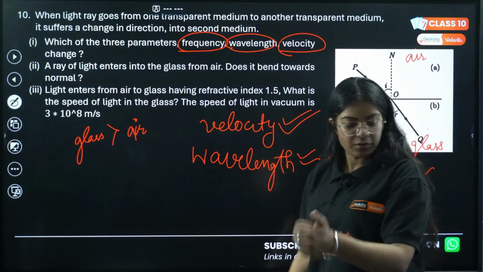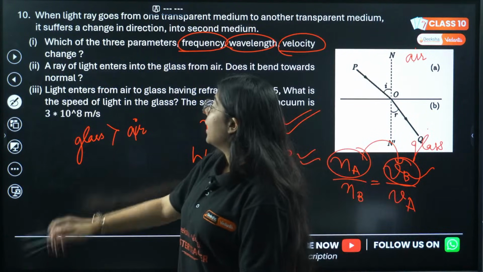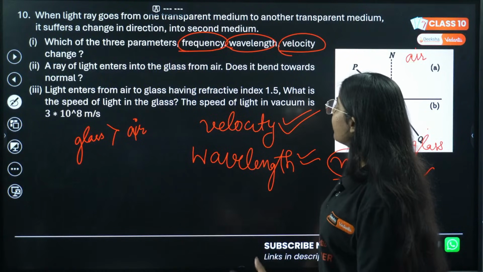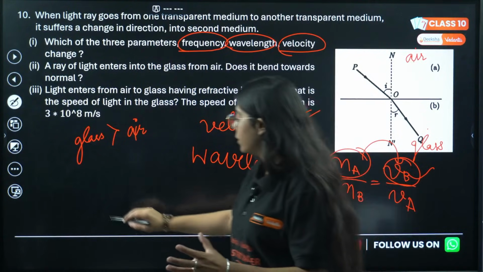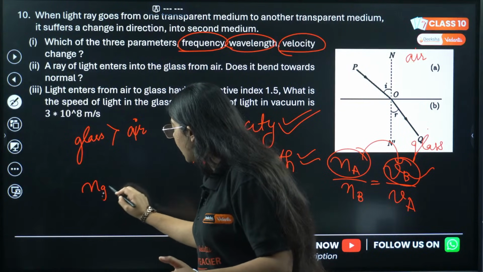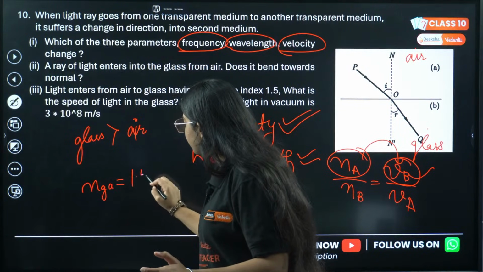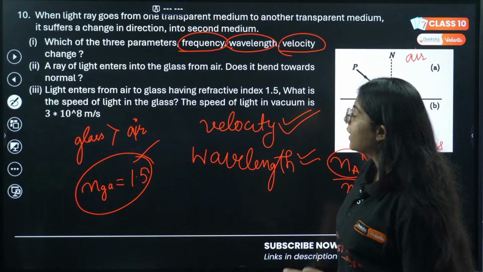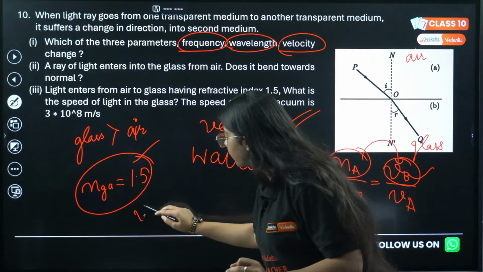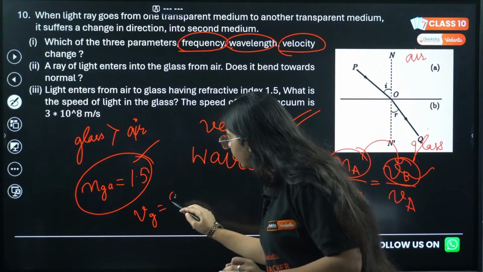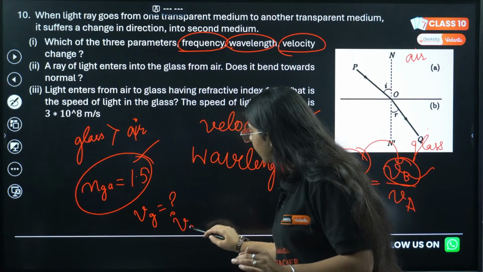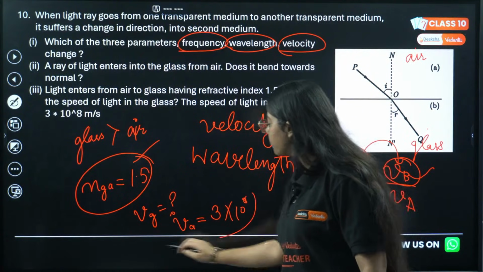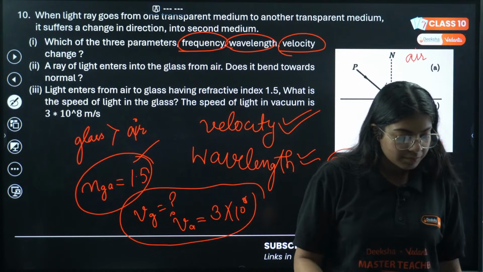It's correct. Very good. Okay, the third point says light enters from air to glass having refractive index 1.5. Correct? What is the speed of light in the glass? The speed of light in the glass we need to find, if the speed of light in air is given as 3 into 10 raised to power 8 meter per second.